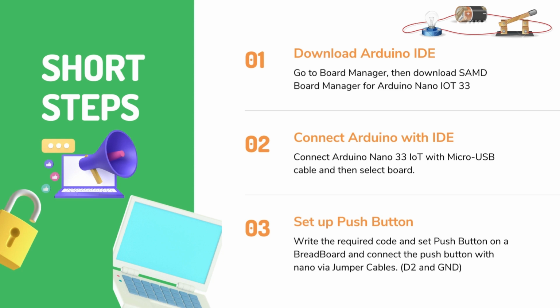So in short, the steps are: we have to download the Arduino IDE and connect the Arduino with the IDE. After downloading the Arduino IDE, we go to Board Manager, then download the SAMD board package for Arduino IoT 33, for connecting the Arduino Nano IoT with the micro USB cable. Then we select the board, which is our Arduino IoT 33. Then we set up the push button on a breadboard and connect it via jumper cables, and the pins we will be using are D2 and GND.